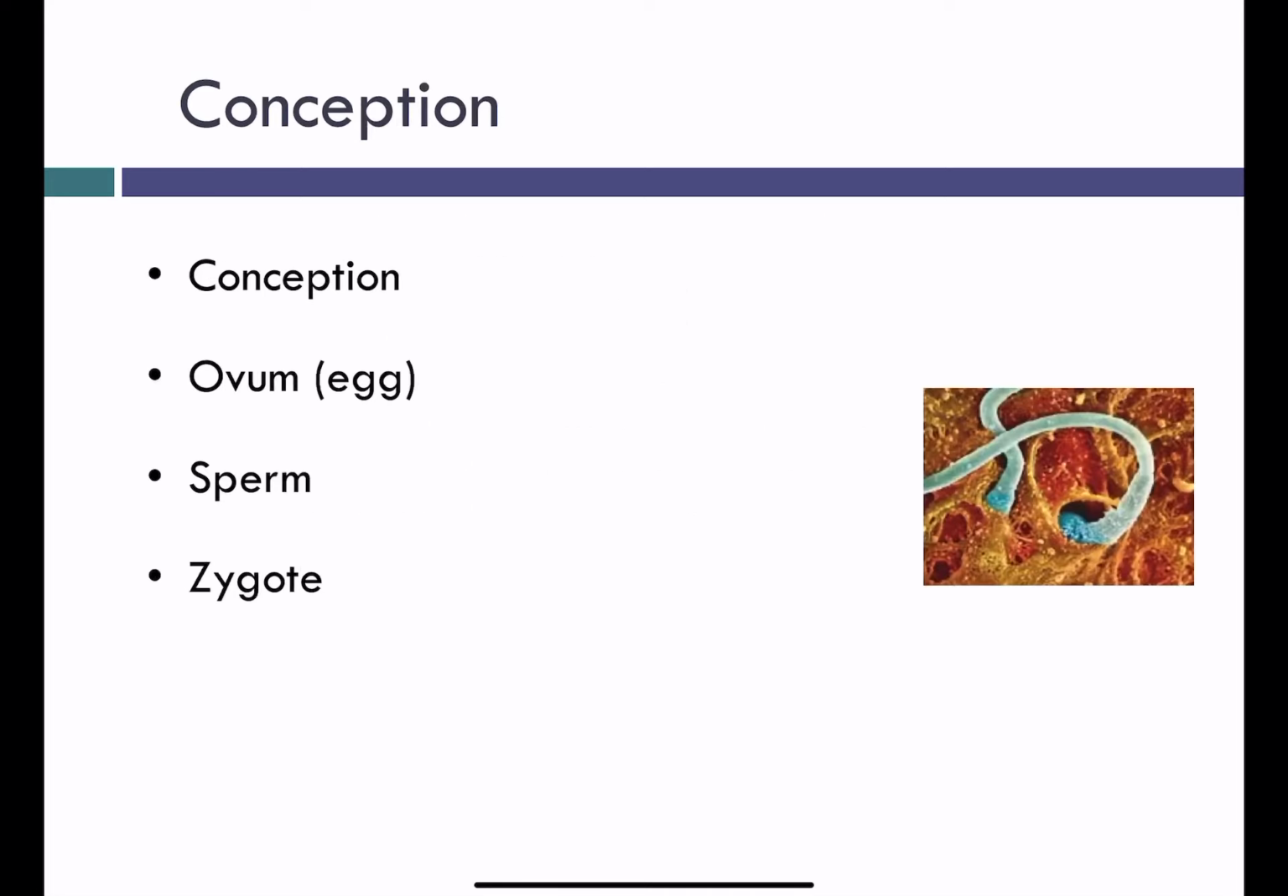Okay. In terms of how development progresses throughout the lifespan, conception is the moment when the woman becomes pregnant, so it requires an egg or an ovum and a sperm, and the combination of the egg and the sperm result in a single fertilized cell, which is called the zygote.